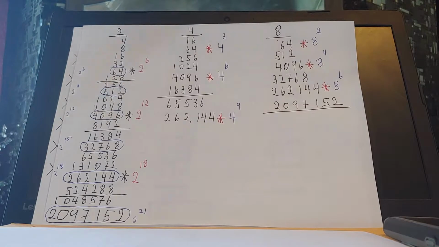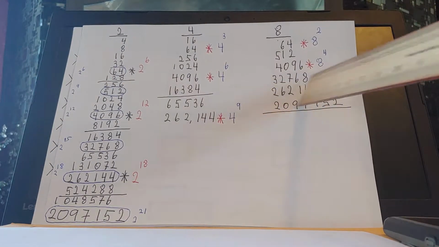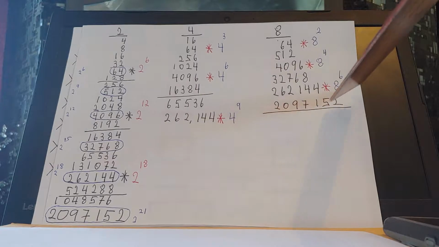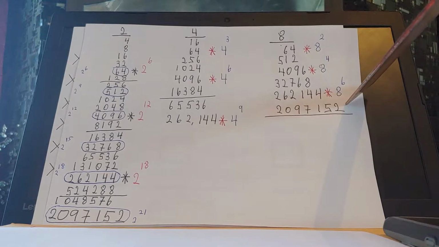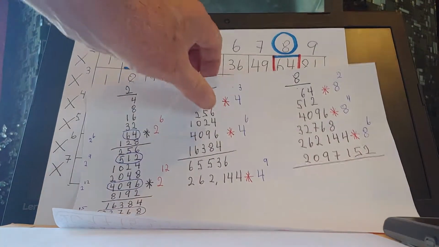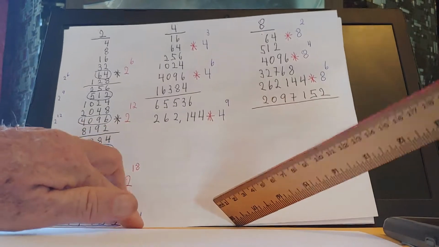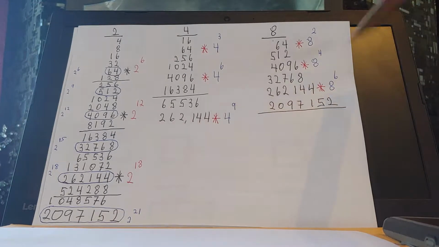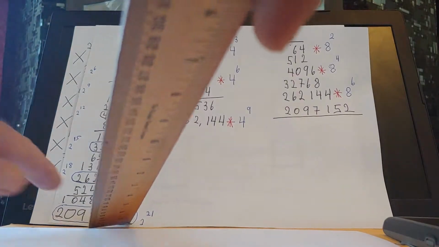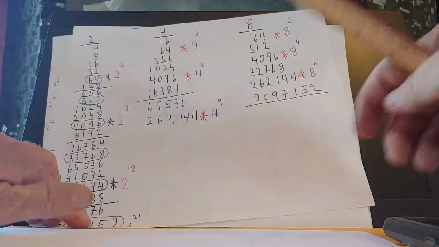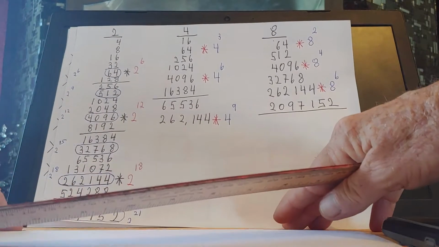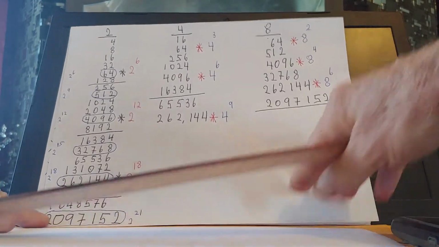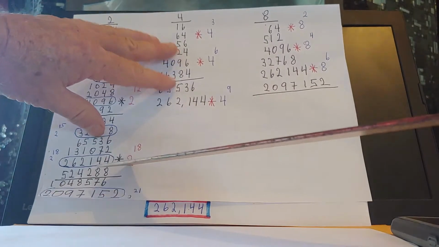So we see that to get to this number, this is 8 to the 7th. So 7 times 3 will be 2 to the 21. 7 times 3 is 21, so 8 to the 7th will be 2 to the 21, which it is. And this, 262144, it's 8 to the 6th, good. So 6 times 3 is 18, so that would be 2 to the 18, as it is.